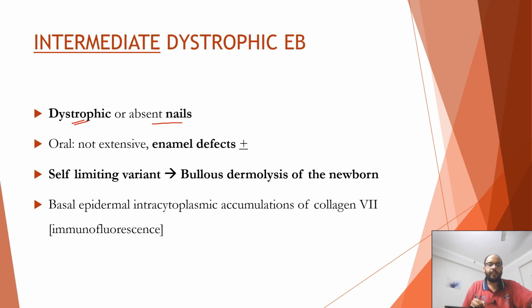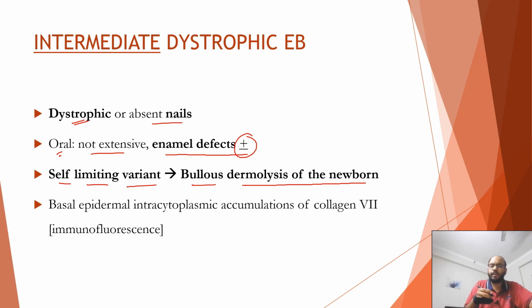Now, oral involvement is not extensive, as I've already told you, but teeth are involved in the form of enamel defects that may or may not be present. There exists a self-limiting variant, which is now termed bullous dermolysis of the newborn, in which you have significant blistering at birth, but as the child progresses through age, they tend to spontaneously resolve. And on immunofluorescence, you see basal epidermal intracytoplasmic accumulations of collagen 7.